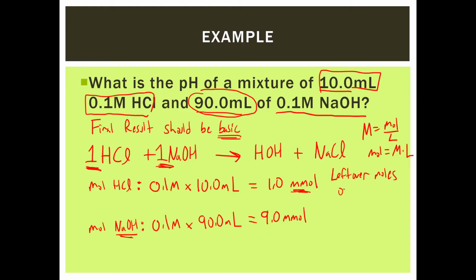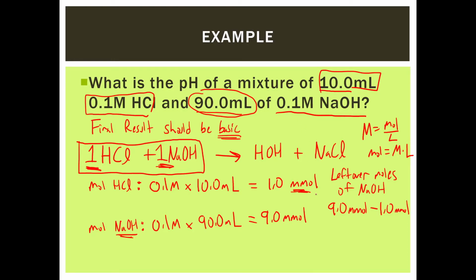Because based on our balanced chemical equation we wrote here, every 1 mole of HCl will react with 1 mole of NaOH. So we can take our moles of NaOH and we can subtract from it the number of moles of HCl that will react. So altogether, we are left with 8 millimoles of NaOH. There you go. I'm going to need a little bit more room, so let's give me a minute.